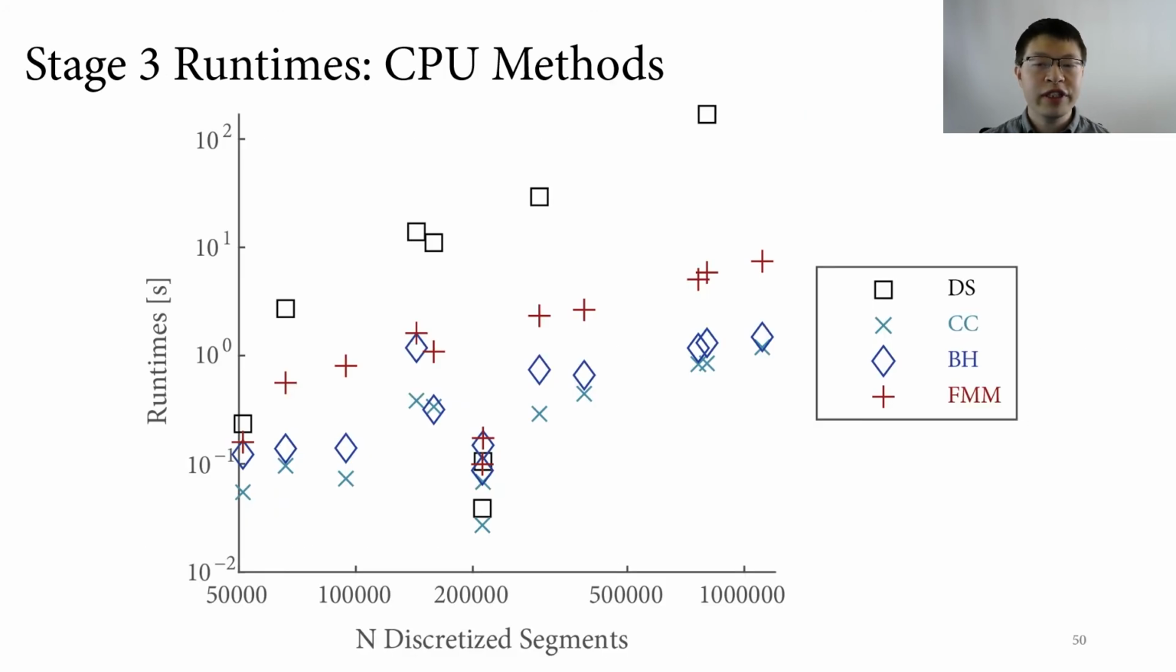Here's a plot of the runtimes for the CPU methods. The green axes are the counting crossings runs, and they're the fastest in most cases. The blue diamonds are Barnes-Hut CPU runs, and it's the second fastest in most cases. Both methods finish every example within about a second.